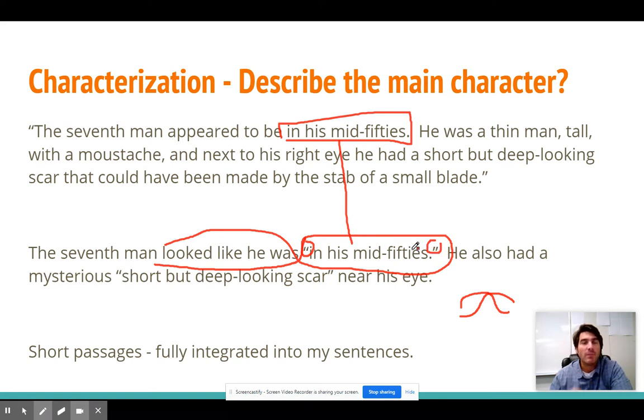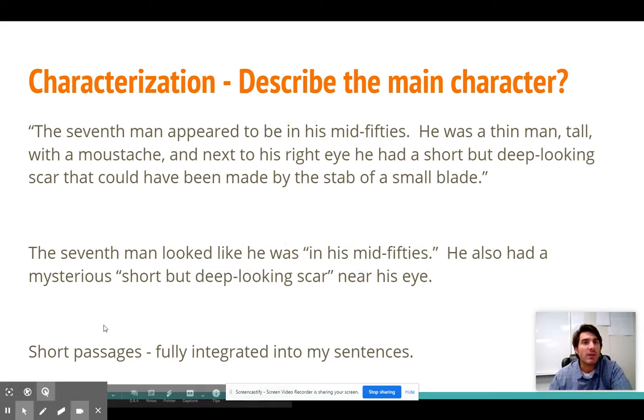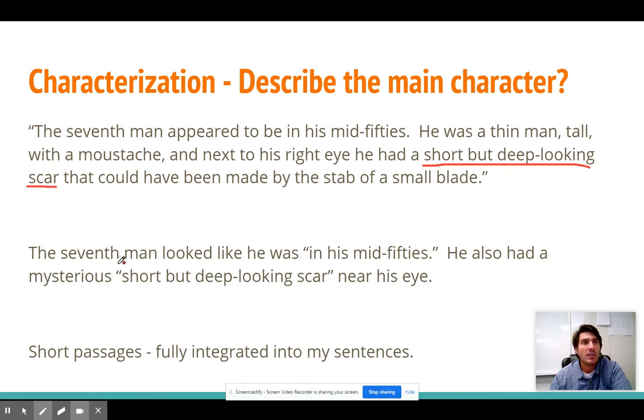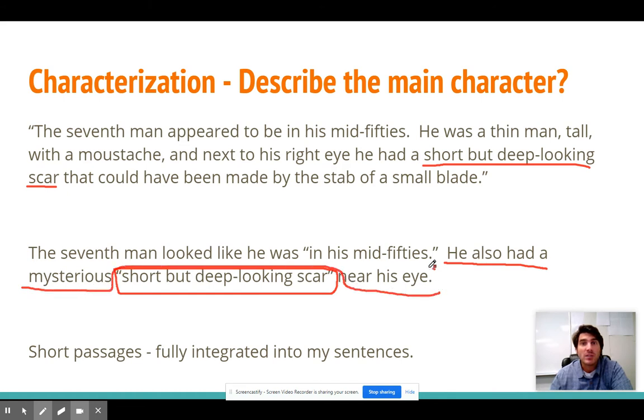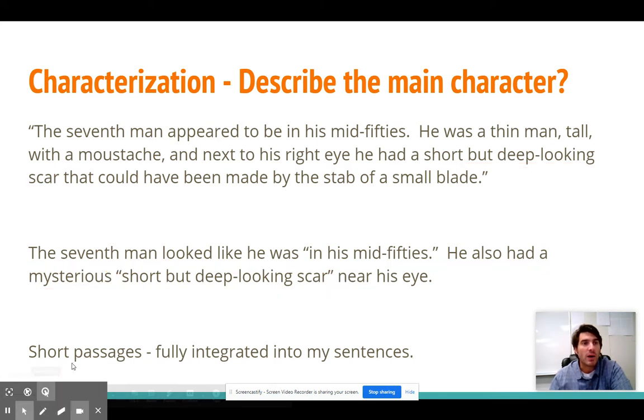Also, it's very short. I'm only using a couple of words. I can continue to do this skill here, right? He also had a mysterious short but deep-looking scar near his eye. Again, 1, 2, 3, 4, 5 words. I picked 5 words: a short but deep-looking scar. And it's integrated. My words, the quotation, my words. And so I've got it perfectly mixed in. There's no period here. It's not an end. It goes seamlessly and smoothly. It just joins together. So that's what we are aiming for. That's what we want to see happen.